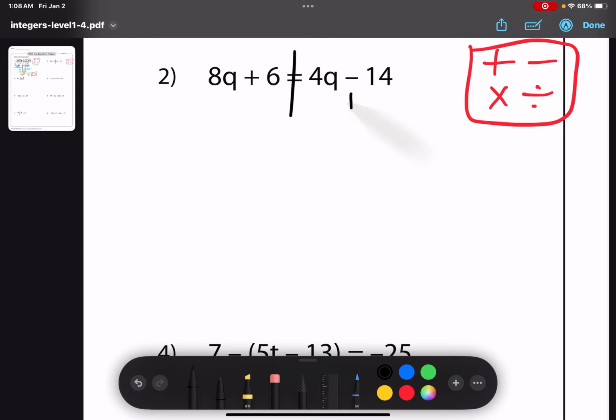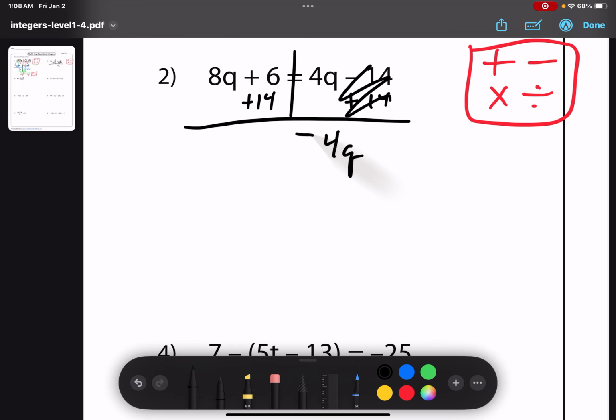We can move the 14 first. So plus 14, plus 14. This cancels out. Now we got 4q. Put the line still. 6 plus 14 is going to be 20. Add because there's nothing different there.